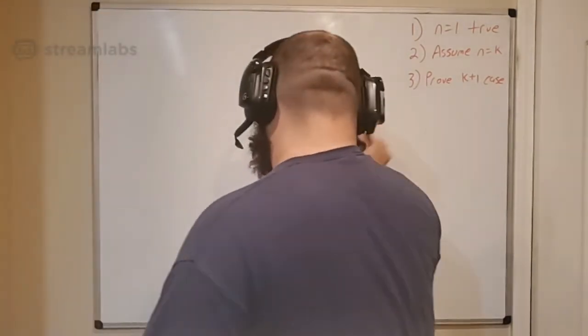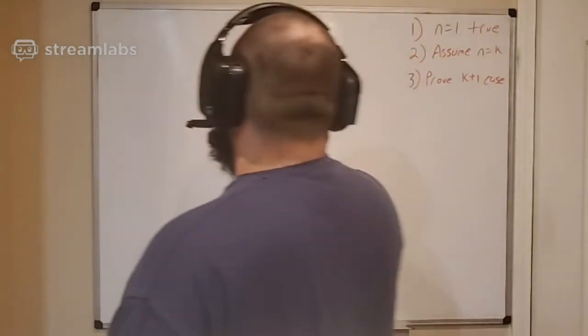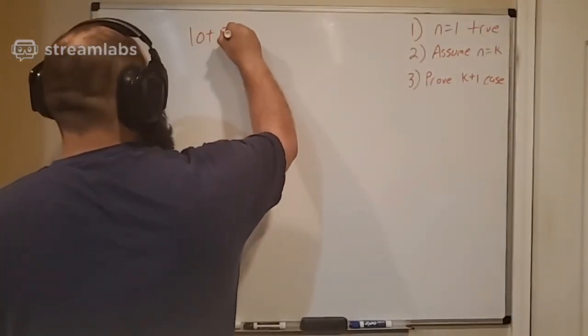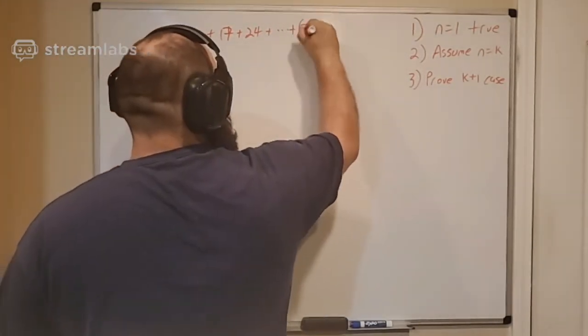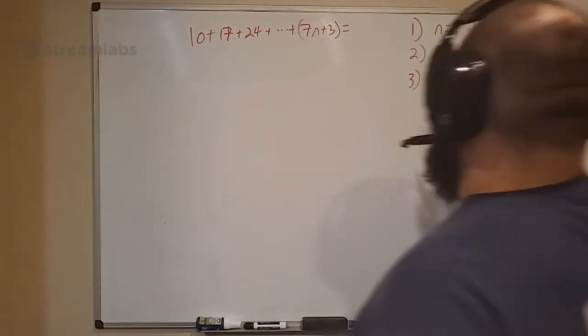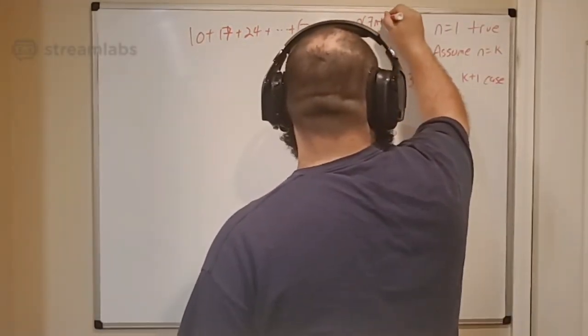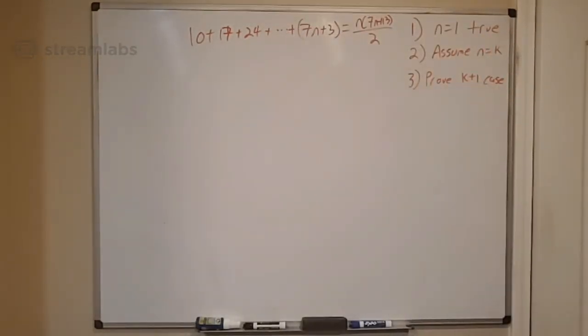10, 17, 24, ..., 7n plus 3 equals n(7n plus 13) over 2. So this one's going to involve a little more algebra, but not a tremendous amount more. Okay, what's step 1? Somebody walk me through this.